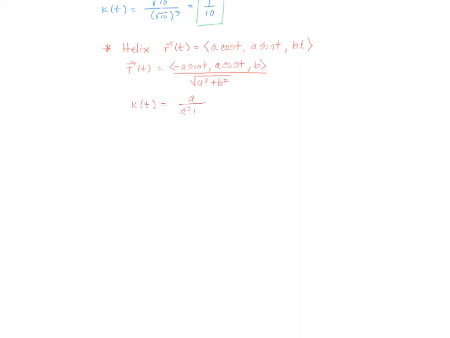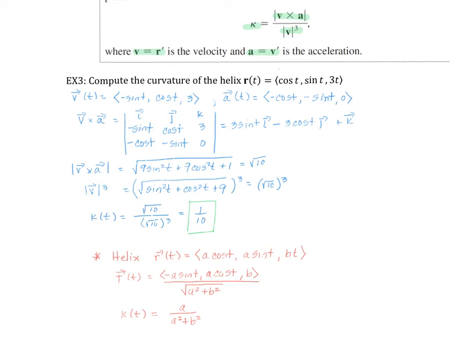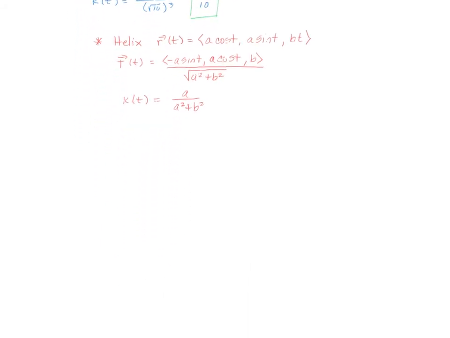If we look at our example that we had, our a value was 1. So we're looking at our original equation r. Here the a value is equal to 1 and the b value is equal to 3. So just to verify, we would have 1 over 1 plus 9, which is 1 over 10, and that's what we got.